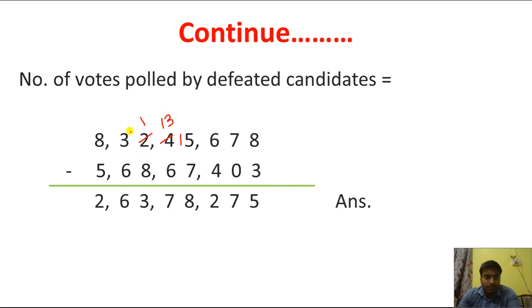Now 1 is less than 8, so this will take borrow from here, so this will become 11 and this will be 2. Now 11 minus 8, 3. Now 2 is less than 6, so this will take borrow from here. So this will become 12 and this will become 7. Clear? Now 12 minus 6, 6; 7 minus 5, 2. So this is the number of votes polled by defeated candidates. Clear? 2,63,78,275 is the answer. Okay, so children, whatever I have discussed with you today, I hope each and everything is clear to you. Thank you.